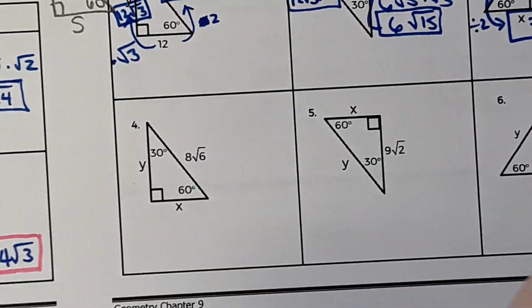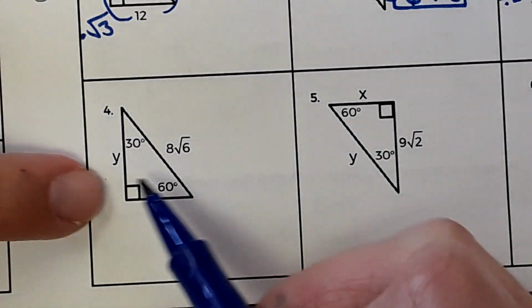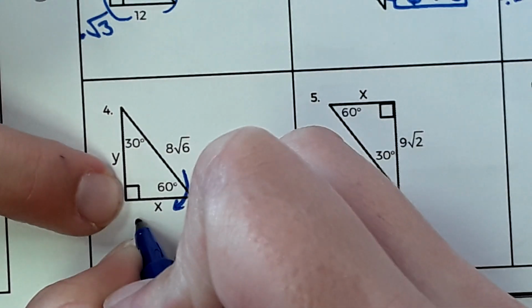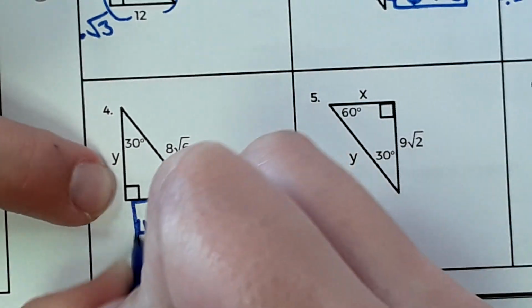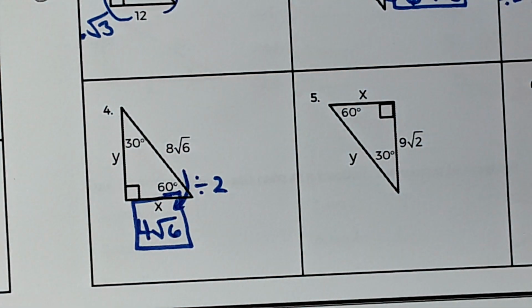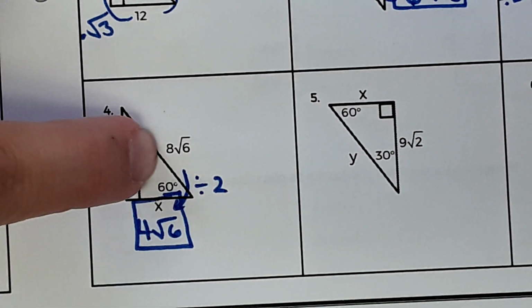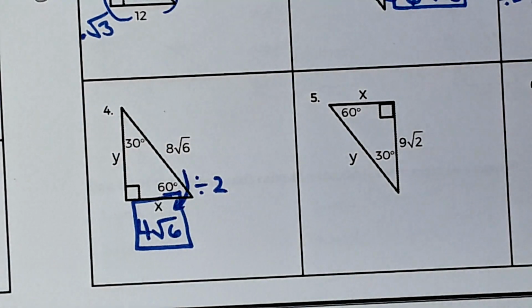Okay, 4. Okay, they gave us the longest side. To get to the short, we divide by 2, so x would be 4 square root of 6. So as you can see, if you understand radicals, then you don't need to plug that into a calculator. You just can say, okay, half of 8 square root of 6 is 4 square root of 6.